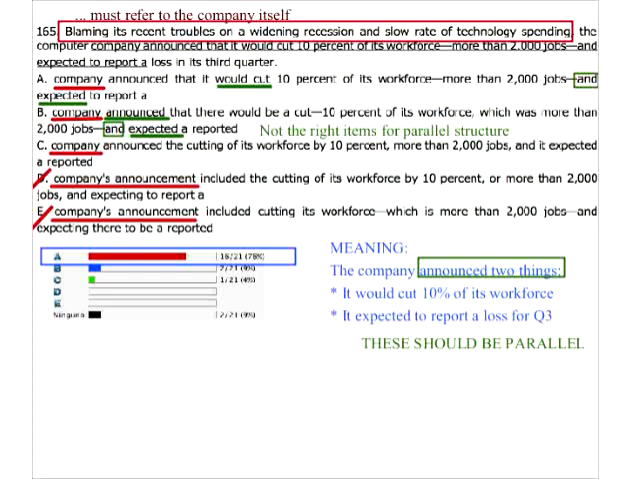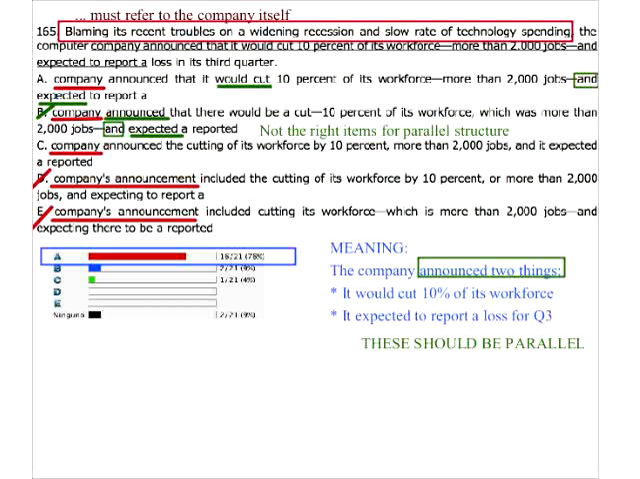What the meaning of the sentence, which you can tell by reading it at first, is: the company announced both of these things. So it wouldn't really make sense if the company announced this and magically we know that they expected that. It only makes logical sense if the company is announcing both of these things. So those are not the things that we want to see in parallel.